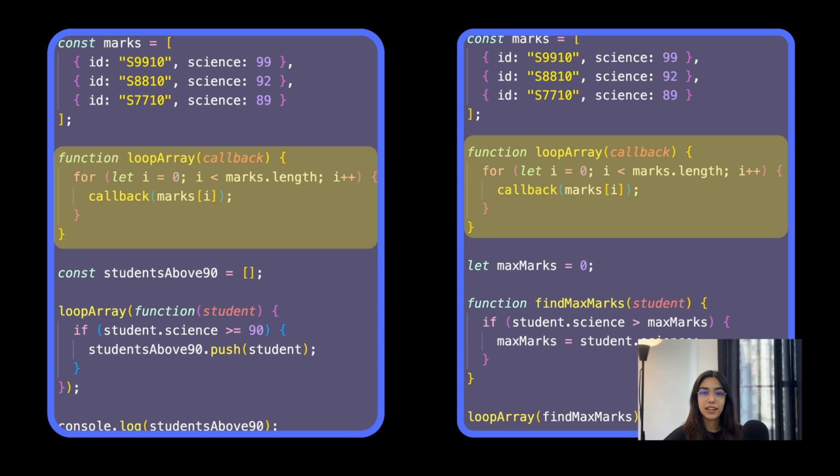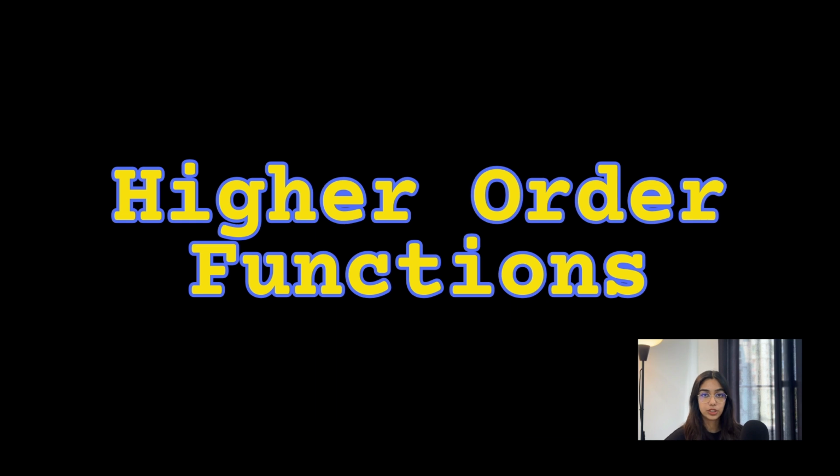So here, this loop array function accepts a callback function, and we can also call this loop array function a higher order function. A higher order function is nothing but just a simple function that either accepts a function as an argument or it returns a function from inside of it. So here, since loop array accepts a function, it becomes a higher order function.